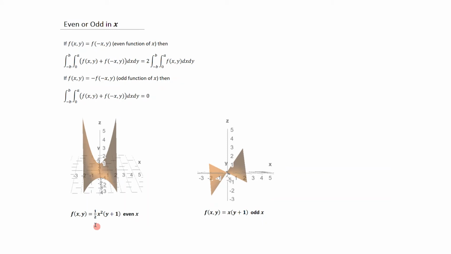And so here's an example, for instance, where you have even in x, right? Y, of course, has no symmetry. And here we have a case where it's odd in x. In this case, y has no symmetry, right? And so these are the results that you can conclude.